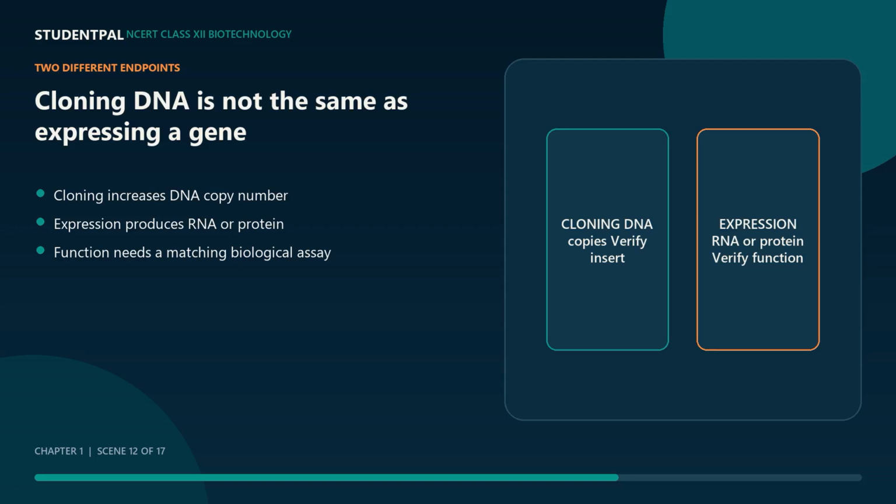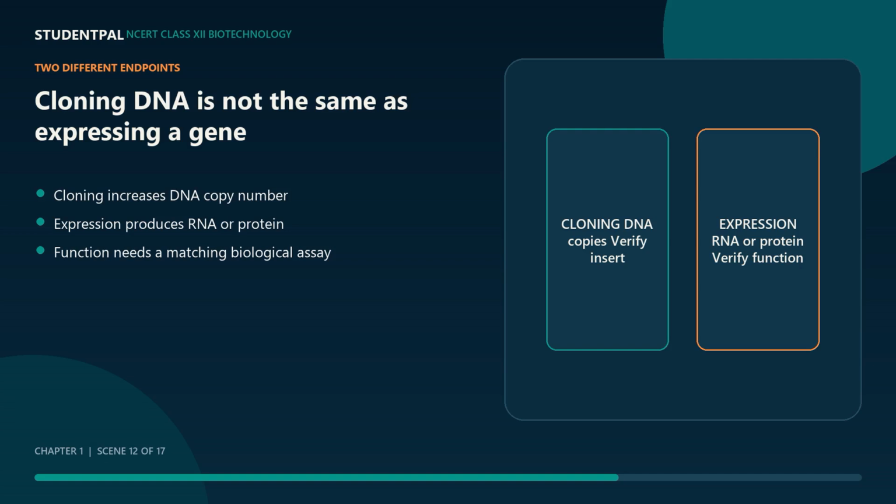Gene expression means using that sequence to produce RNA or protein. These are different claims, so they need different evidence. A restriction digest, PCR, or sequencing result can confirm the insert at the DNA level. RNA analysis can test transcription. Protein detection can show that a product of the expected size is present. But even that does not prove biological activity. A functional assay must test what the protein actually does.